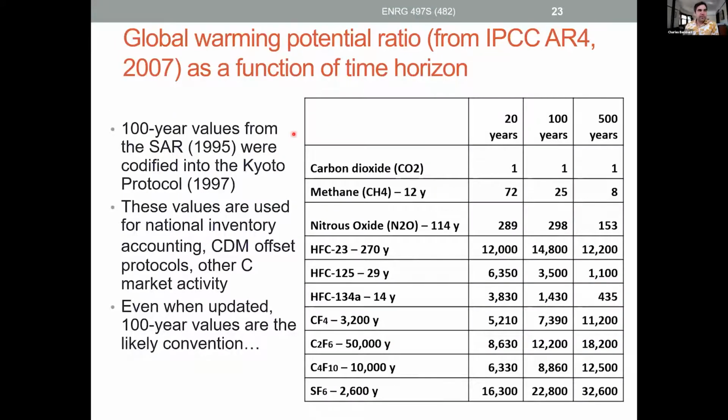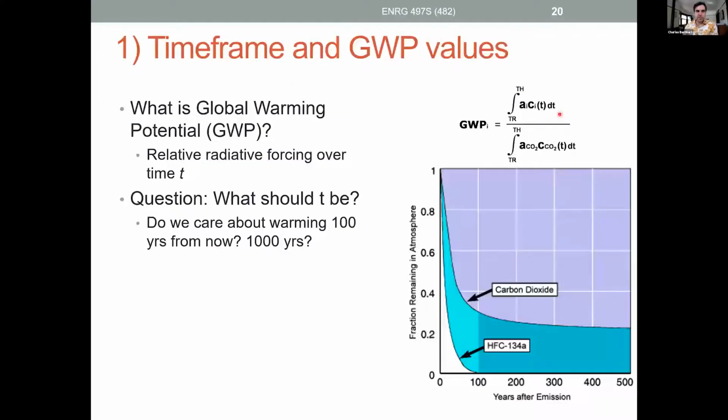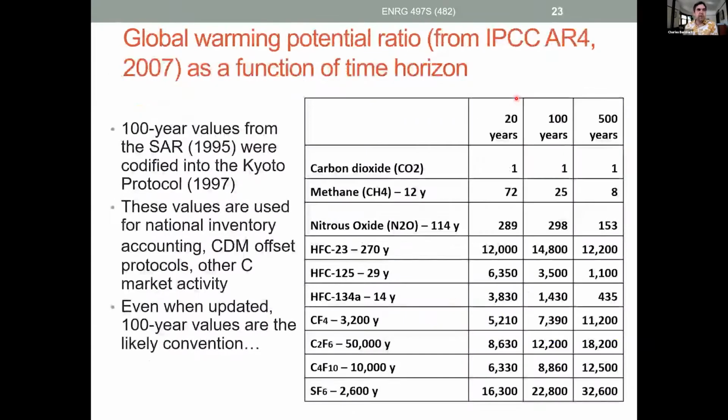So this is from AR4. This is the 20-year, 100-year, and 500-year global warming potential values for several gases. CO2 is 1, 1, and 1, because if you go to this integral, it'd be CO2 over CO2. And so this would be 1. It would be some number over the same number. 10 divided by 10 is 1. And so that's why CO2 is 1 throughout. It's the normalization constant. Here's methane. Slowly goes down as it decomposes into CO2 over time.